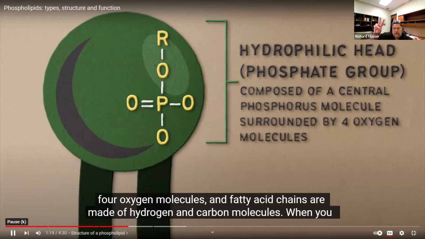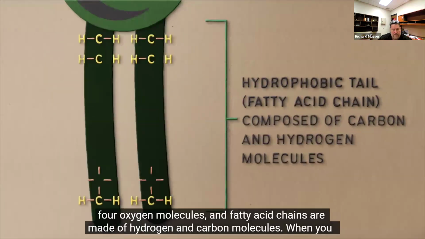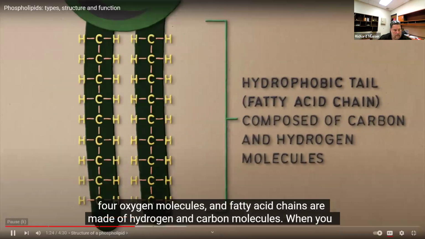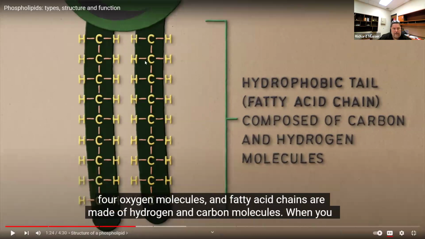Remember, oxygen holds 2. And fatty acid chains are made up of hydrogen and carbon molecules. So these are all saturated fats, by the way. So here are the carbons and hydrogens. Remember, carbon can hold 4 covalent bonds. These are shared electrons between hydrogen and carbon. Remember, hydrogen can only hold 1. So these are all saturated fats in this particular example. This part hates water, and then the head of the phosphorus group loves water.